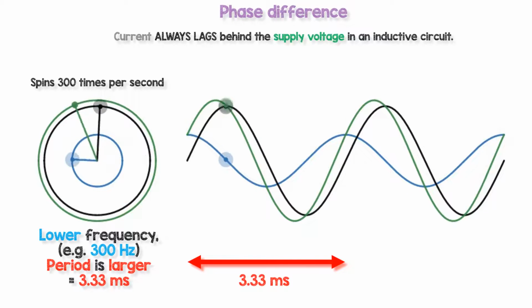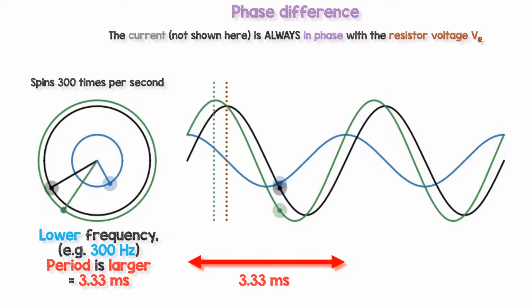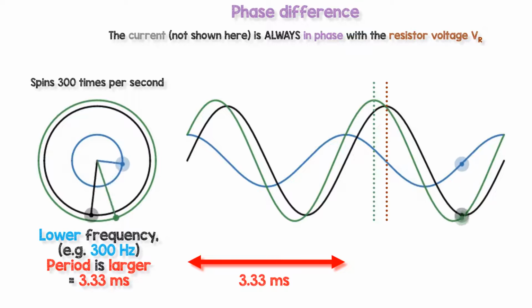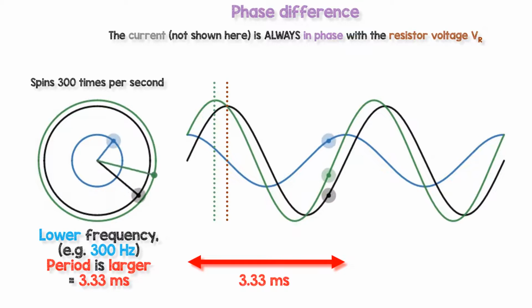Current always lags the supply voltage in an inductive circuit. The resistor current is always in phase with the resistor voltage in any circuit, so we can use Vs and VR here to see the time difference between the peaks.